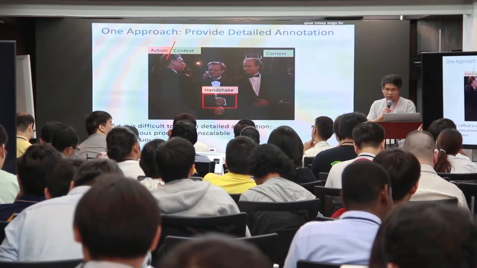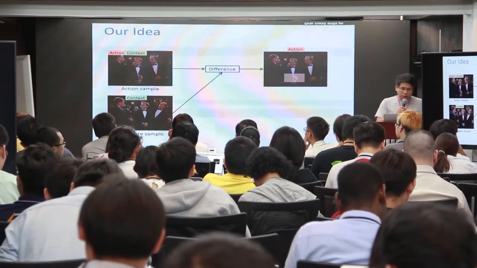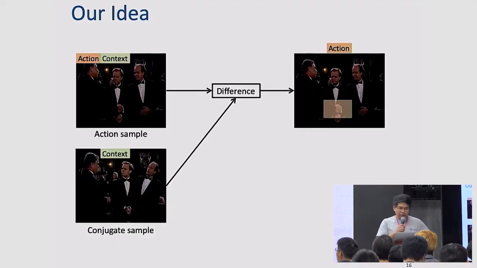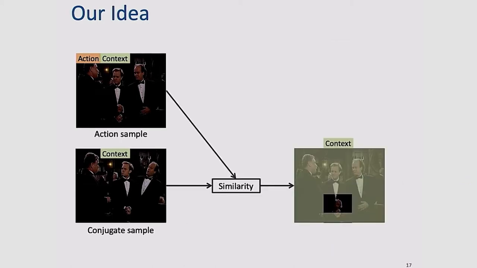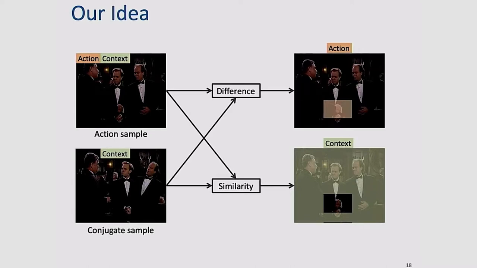Okay, so our idea in this work is the following. In addition to having the action sample, what I want to do is consider something I call the conjugate sample. A conjugate sample is something that is contextually similar to the action sample, but doesn't contain the action. So the difference between the action sample and the conjugate sample would be the action component itself, and the conjugate sample, by definition, is contextually similar to the action sample. So if you can extract the similarity between the two samples, then you can figure out the context component. So by finding the differences and similarity between them, we can isolate or distinguish between the action and the context component.